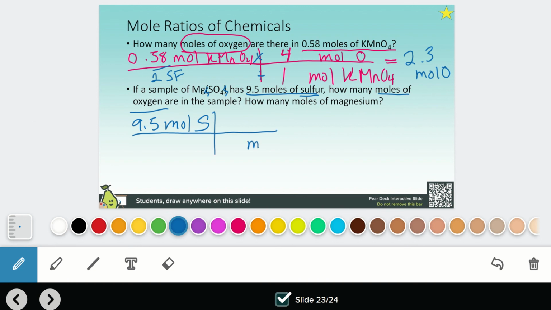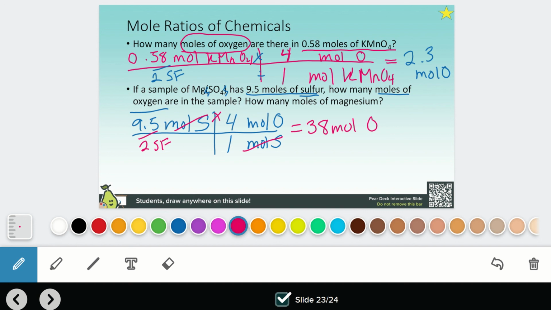We want to go from moles of sulfur. We copy down that unit in chemical. It wants moles of oxygen. So we're going to compare. There's 1 S in the formula to 4 oxygens in that formula. So we need to multiply by 4. 9.5 times 4 gives us 38. And that's 2 sig figs. And we got 2 sig figs. We are good. Moles of sulfur cancel. We get moles of oxygen.